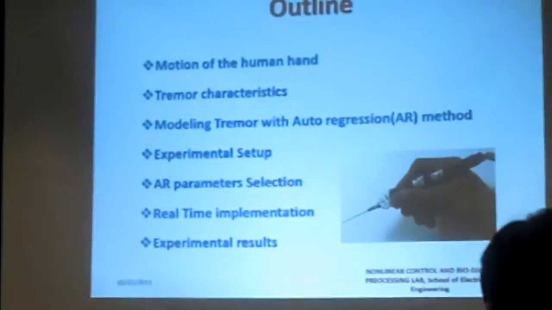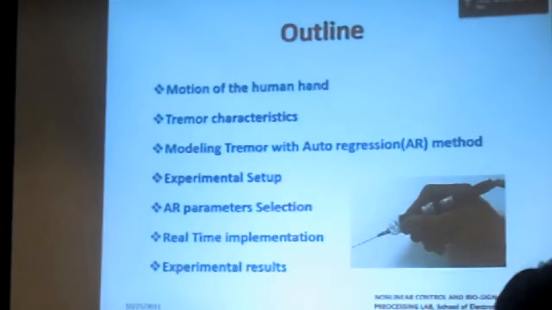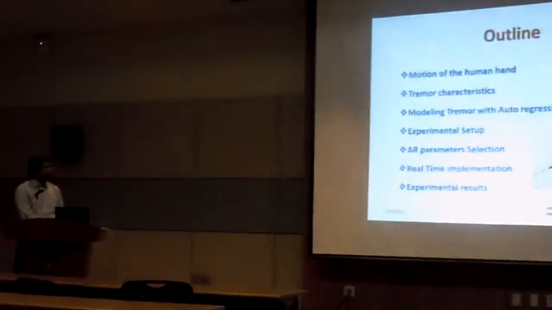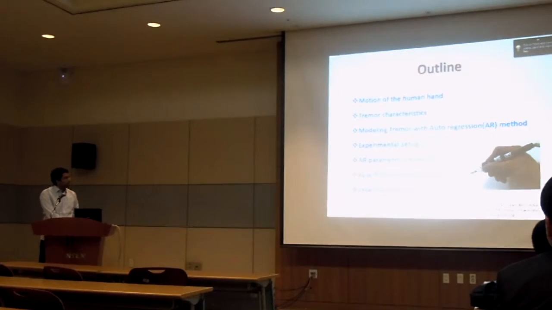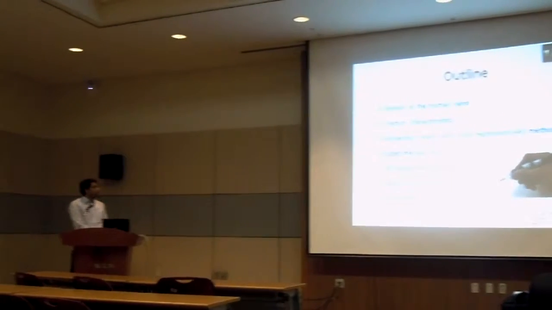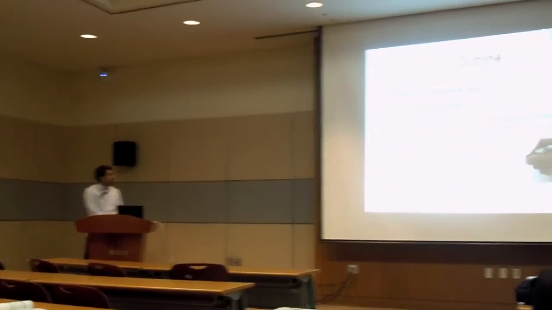This presentation mainly covers the motion of the human hand, the tremor characteristics, and how we model the tremor with the AR model, and then the experimental setup we used to get these tremor data and the AR parameter selection, so later real-time implementation, followed by the experimental results.